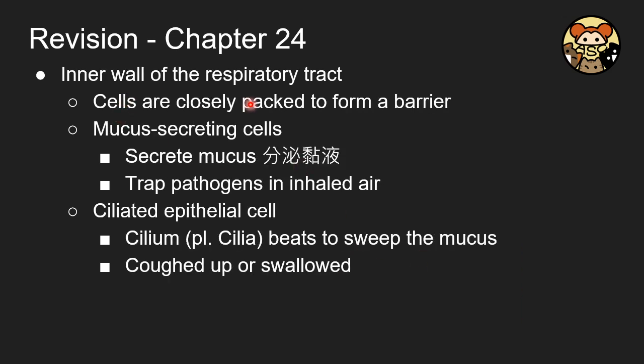As for the inner wall of the respiratory tract, the cells are closely packed so the pathogens cannot enter easily, and it also contains mucus-secreting cells which secrete mucus and trap the pathogens. And it also contains ciliated epithelial cells, and the cilia will beat and sweep the mucus either upward, so it's coughed up, or downward, which is then swallowed into the stomach.